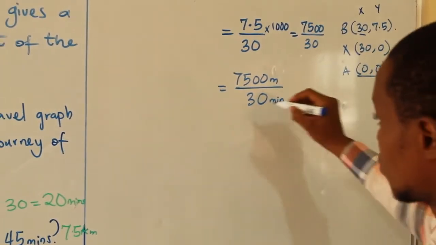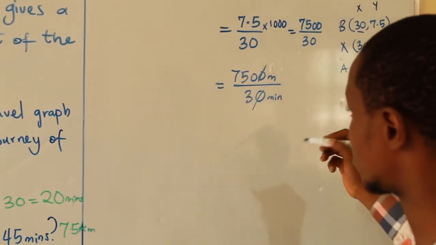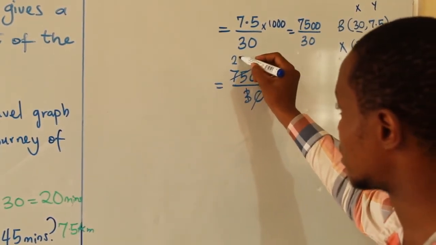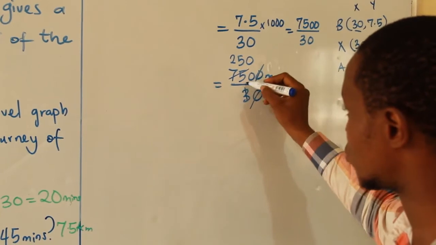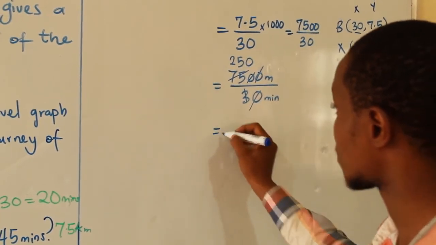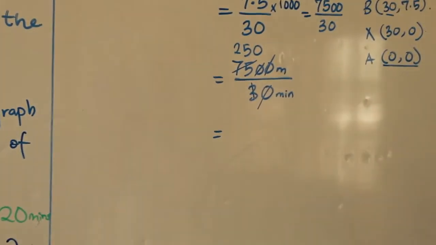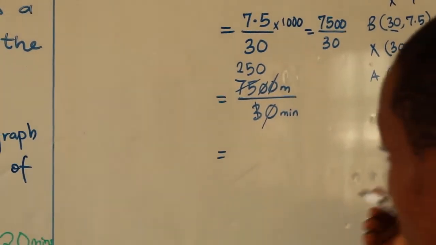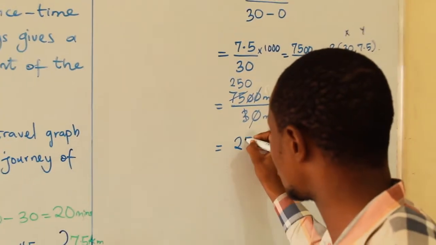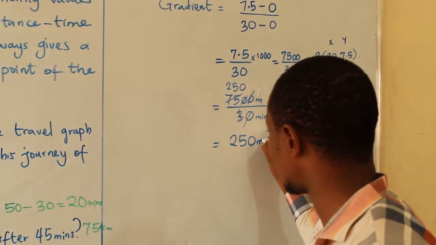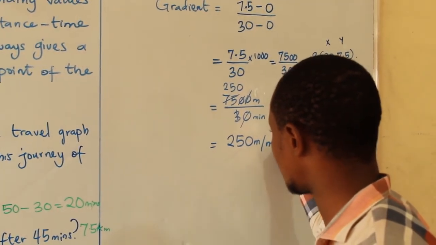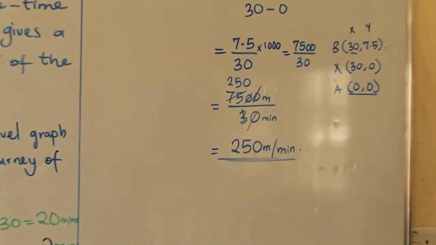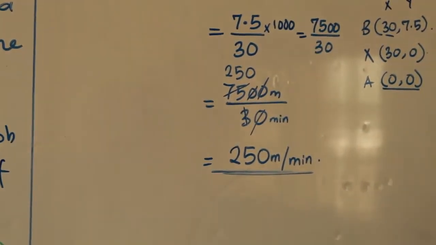All we have to do is cross out zeros, and 3 into 75 we have 25, and 3 into 0 is 0. So the average speed between point A and point B, that is before the stop, is 250 meters per minute. That is our average speed before the stop.